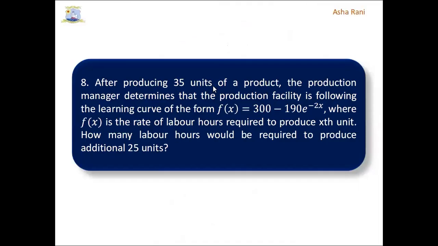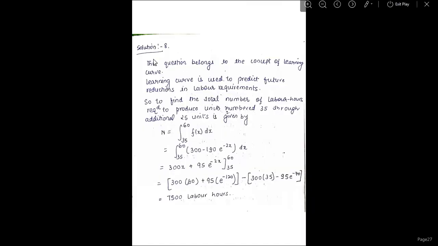After producing 35 units of a product, the production manager determines that the production facility is following the learning curve of the firm. f of x equals to 300 minus 190 e to the power minus twice x, where f of x is the rate of labor hours required to produce x unit. How many labor hours would be required to produce additional 25 units? Now, how to solve this one? This question belongs to the concept of learning curve. Learning curve is used to predict future, reducing labor requirements.